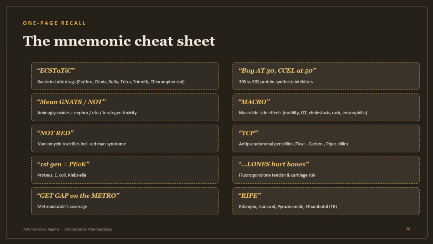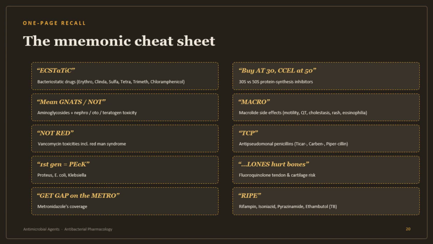Alright, this is the slide you screenshot, the one-page recall, every mnemonic from this lecture in one place. Let me run through them so they're burned in. EC static for the bacteriostatic drugs: erythromycin, clindamycin, sulfonamides, tetracyclines, trimethoprim, chloramphenicol. Buy AT30, CCEL at 50 sorts the protein synthesis inhibitors onto the right ribosomal subunit. Mean GNATS and not FOD: the aminoglycosides and their nephro-, oto-, and teratogenic toxicity.